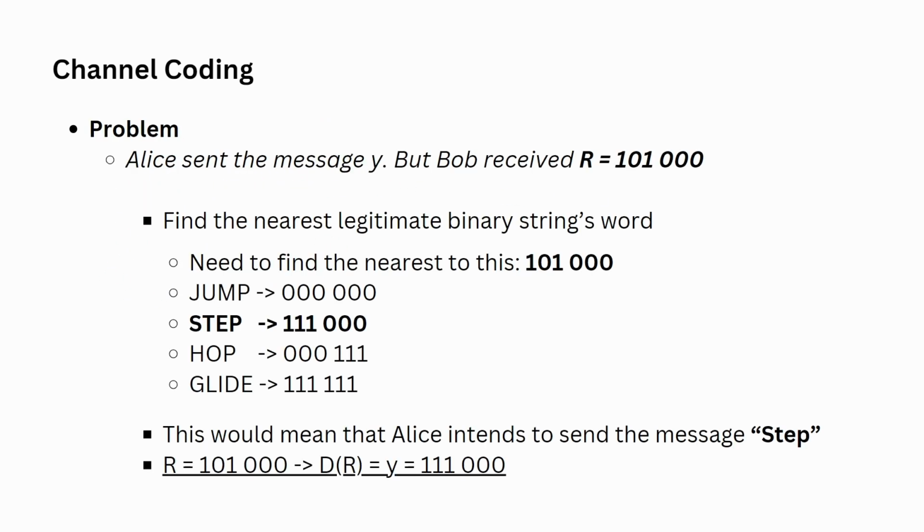Now let's apply this to a problem. Alice sent the message Y, but Bob received R equals 101000. What we need to do is to find the nearest legitimate binary string word. We need to find the binary string that is closest to 101000. Looking at our options, it seems that 111000 is the closest to 101000, which would mean the word is step. This will mean that Alice intends to send the message step.